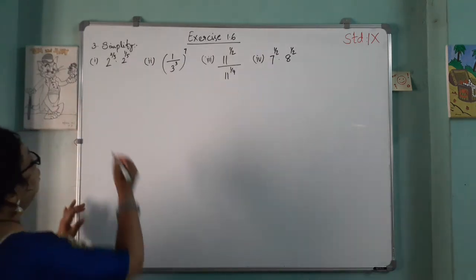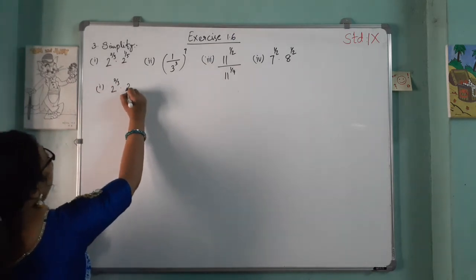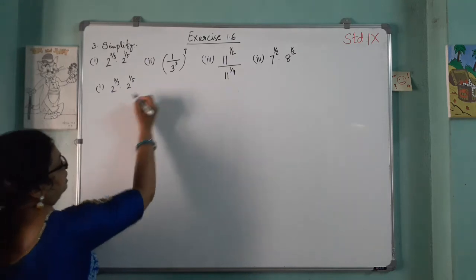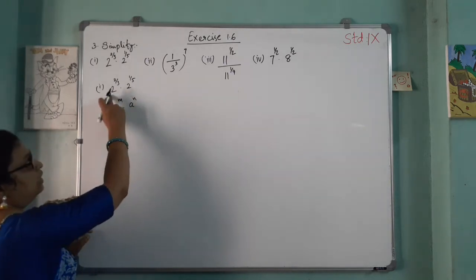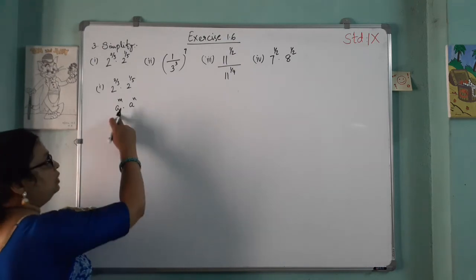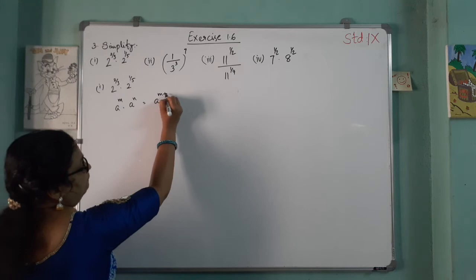First one, 2 raised to 2 by 3 into 2 raised to 1 by 5. This is of the form a raised to m into a raised to n. That is, here both the bases are same. So a raised to m into a raised to n, we know that is a raised to m plus n.